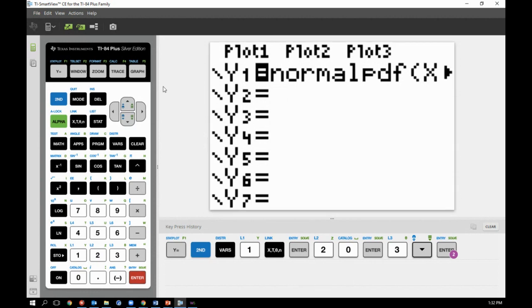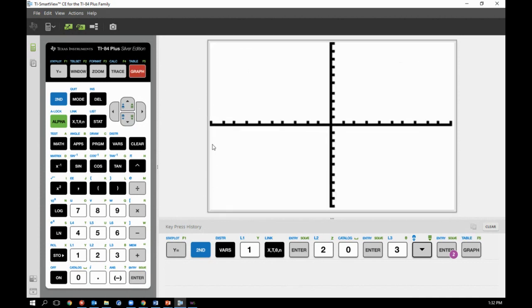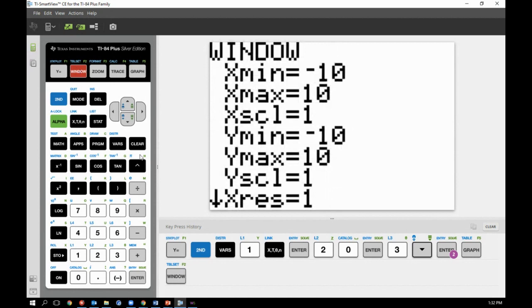Now, we need to change our window, because if we graph it just like this, it's going to look like nothing happened. It's graphed, but can you see anything? No, because we need to change our window. So let's go to window. And on the notes, what does it say the X minimum needs to be? What does it say to set the window to?